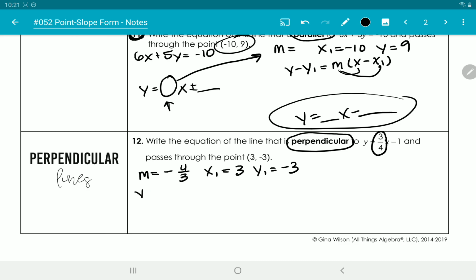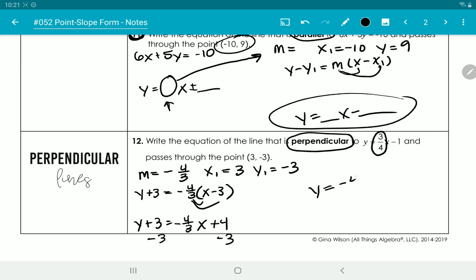And we're going to have y minus y1 is negative 3, so we'll change it to a positive 3. Slope is negative 4/3. X minus x1 is 3. We'll go ahead and distribute this, giving us y plus 3 is equal to negative 4/3x plus 4, because negative 4/3 multiplied by negative 3 is going to be a positive 4. And then if we subtract 3 from both sides, we get y is equal to negative 4/3x plus 1. And that's going to be our answer.